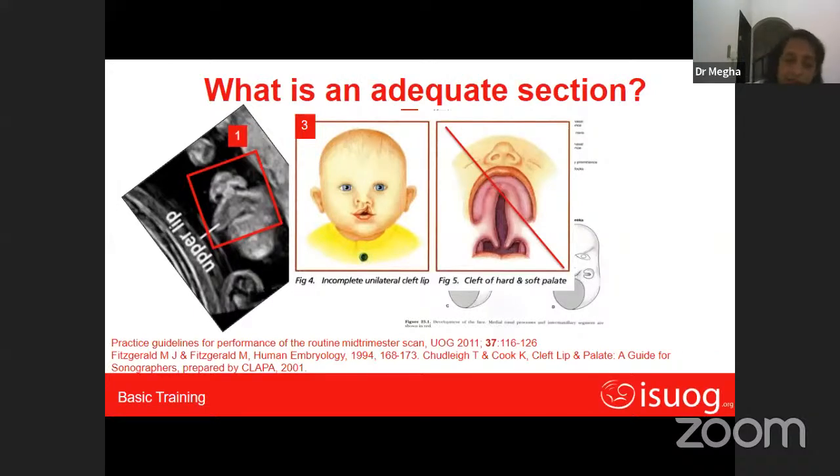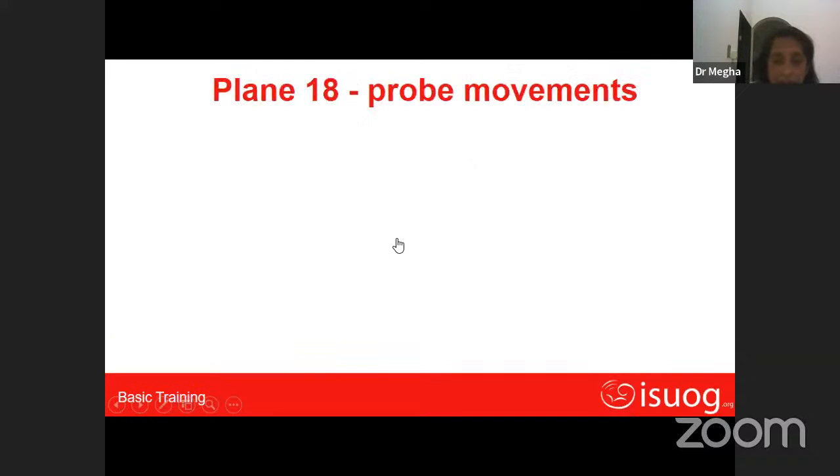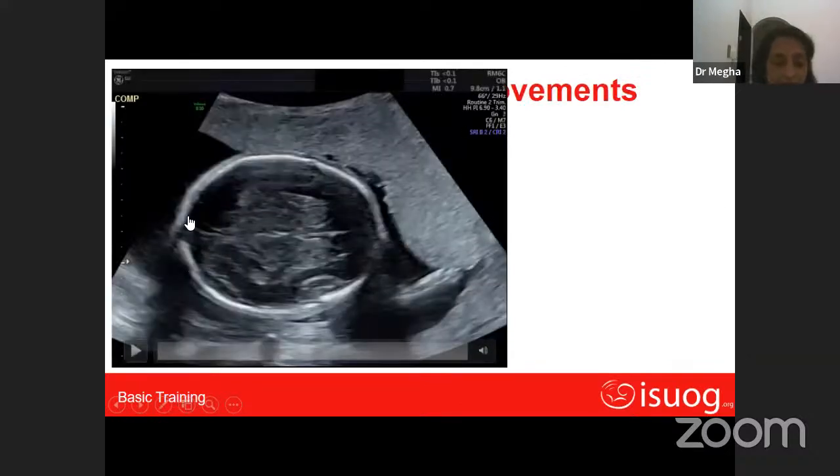Okay? Those who are experienced may be able to see the alveolar ridge, but picking up a cleft palate is not impossible, but it is really very difficult. So screening is only screening for a cleft lip and not the palate. And we need to make this clear to the parents. So let's look at some videos.